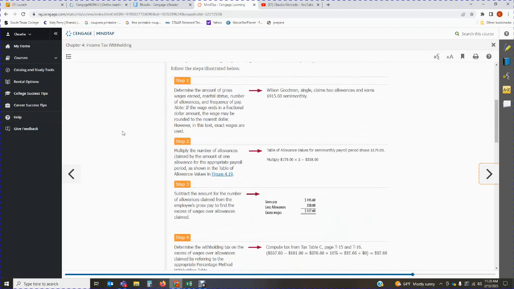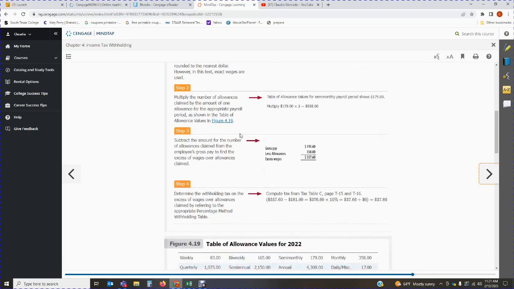Step number 1. We're going to determine the amount of the gross wages earned, the marital status, the number of allowances, and the frequency of pay. If the wage ends in a fractional dollar amount, the wage may be rounded to the nearest dollar. However, in this text, exact wages are used. So we're going to figure out how much the person made and all of the corresponding information.